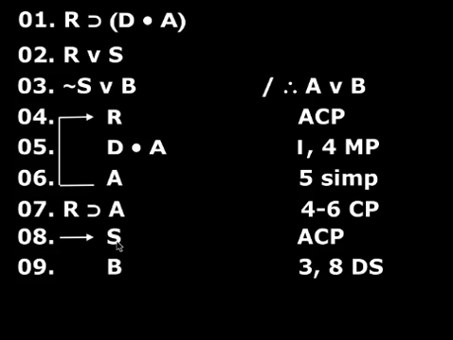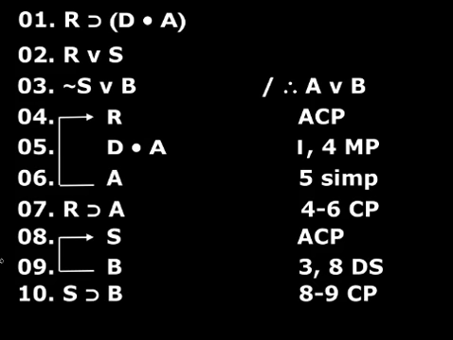So I assumed S. How can I get B? Well, by 3 and 8, disjunctive syllogism. S is the negation of the first disjunct, so I can get the other disjunct by DS. I'm going to close this subproof off, and now I've derived the conditional if S then B. By the way, my justification for these is always the entire subproof. So when I derive line 7, it's 4 through 6 conditional proof. When I derive line 10, it's 8 through 9 conditional proof. So the justifications are always the entire subproof.